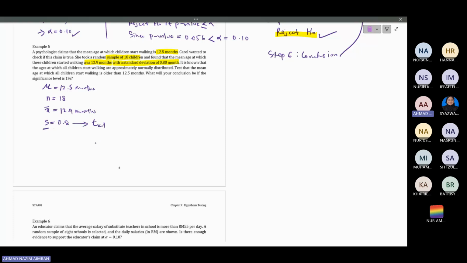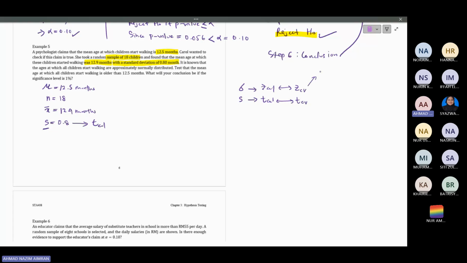Okay, find the t calculated. If sigma is given, find z calculated. If s, the standard deviation of the sample, is given, find t calculated. And if z is compared with z alpha, I will just write z critical value. It refers to z alpha or z alpha over 2. Z critical value if t calculated is compared with t critical value.